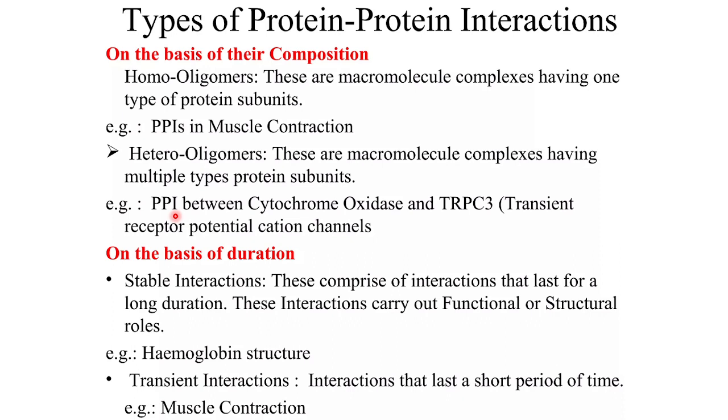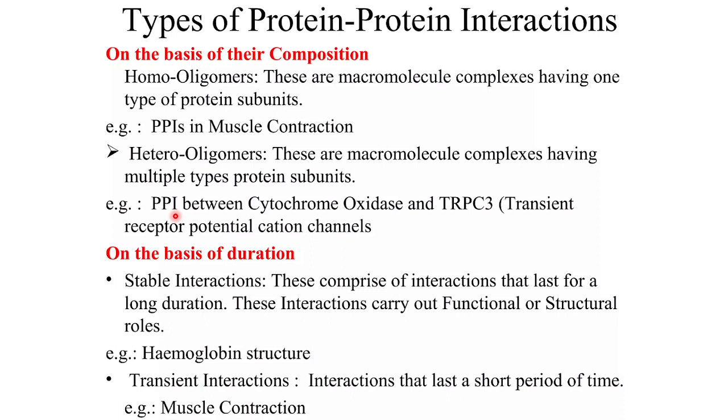Now, these two are on the basis of your composition, like the homooligomer and the heterooligomer. From the name, homooligomer means the same type of protein complexes, and heterooligomer means multiple types of protein complexes. Then you have classification on the basis of duration. On the basis of duration means how they are interacting, or for how long they are interacting.